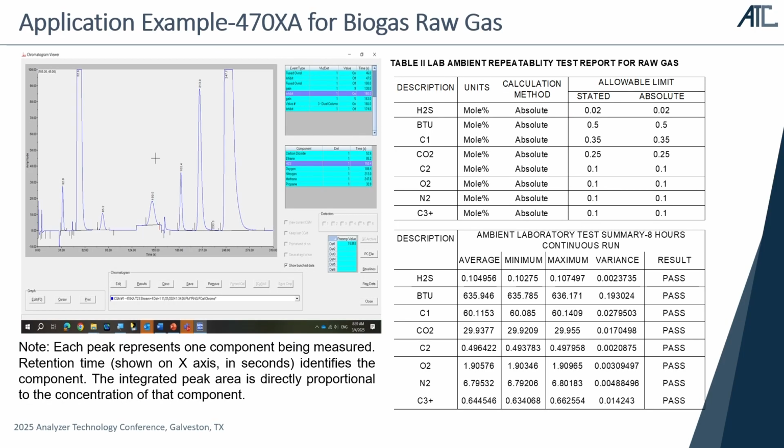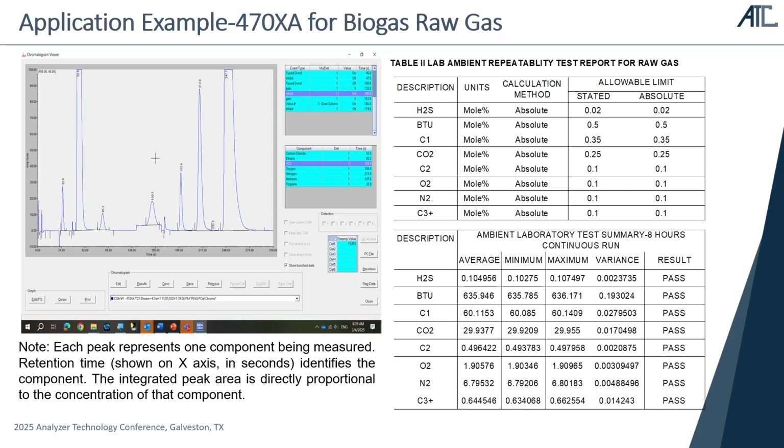So now, let's look at the measurement result. On the left side, it's a chromatogram, right? In the chromatogram, there are multiple peaks. Each peak represents one measured component. And to identify which peak is for which component, you look at the little table on the lower right hand of the chromatogram. It shows the retention time of each measured component in seconds. Then if you look back at the chromatogram, the retention time is shown on the x-axis in seconds.